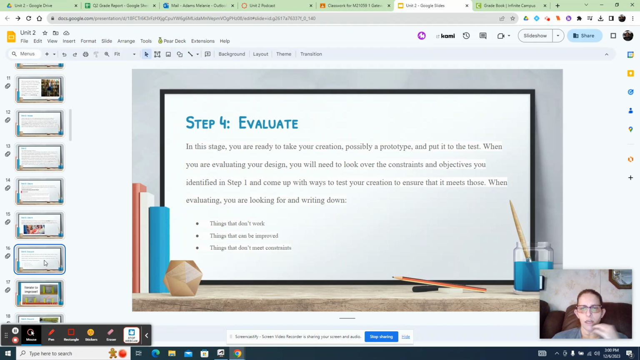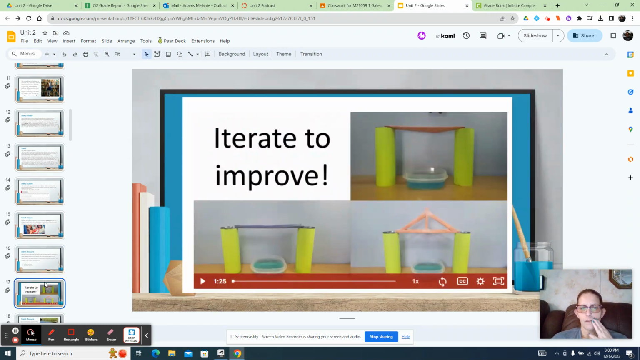Once you have it created, then you're going to evaluate it. You're going to look at the criteria and say, did that work? Does that meet that criteria? Does that meet that constraint? And if it doesn't, then it didn't work. Then you have to go back and improve it so that it does. And iterate to improve.